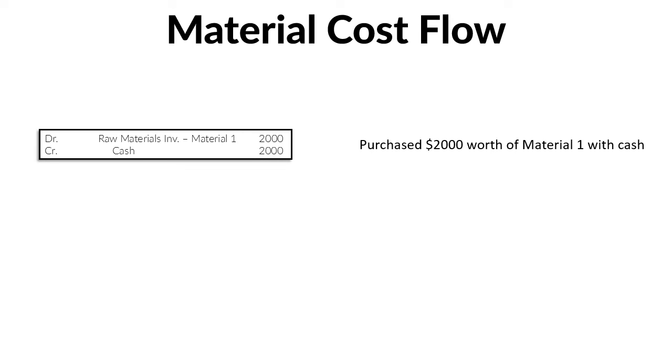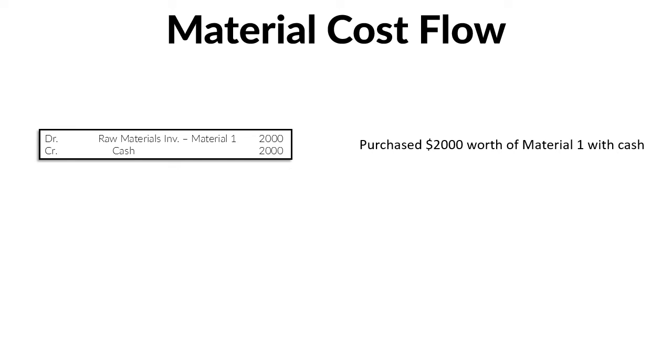Here we go. So let's say we purchased $2,000 worth of material 1 with cash. Simple so far. I bet you can come up with a journal entry for this. It's debit 2,000 to your raw materials inventory, material 1, and credit cash because you paid out cash. We have to keep note of what specific materials have been bought. We can't just say raw materials inventory because that would defeat the purpose of job order cost accounting, which is to know where each material and each job has been assigned in terms of cost.